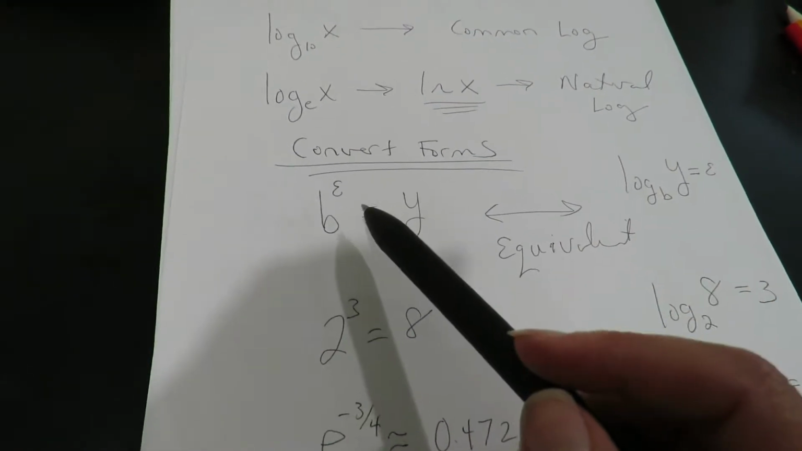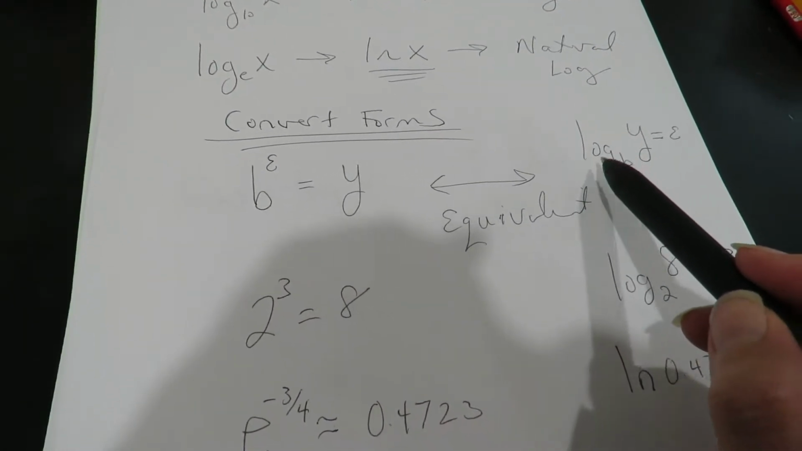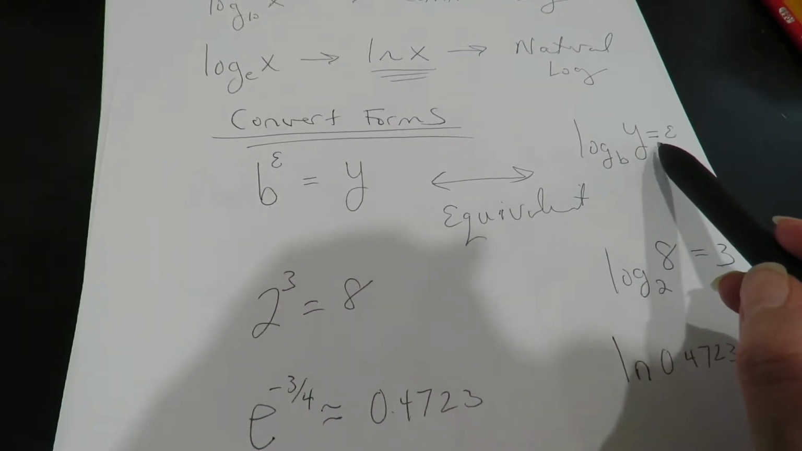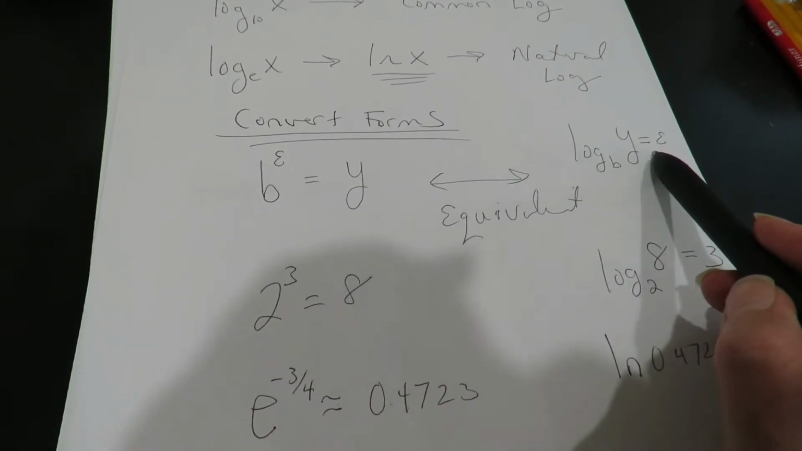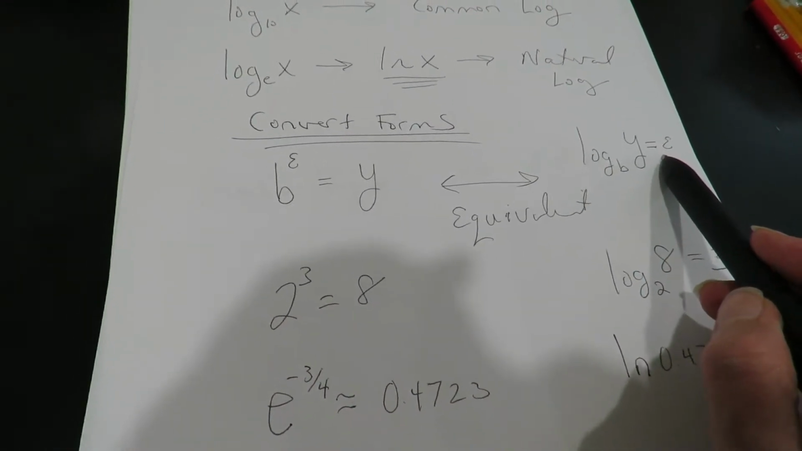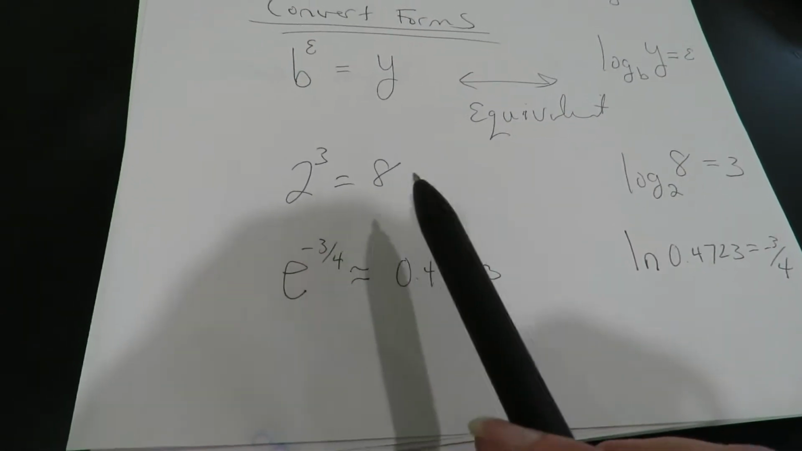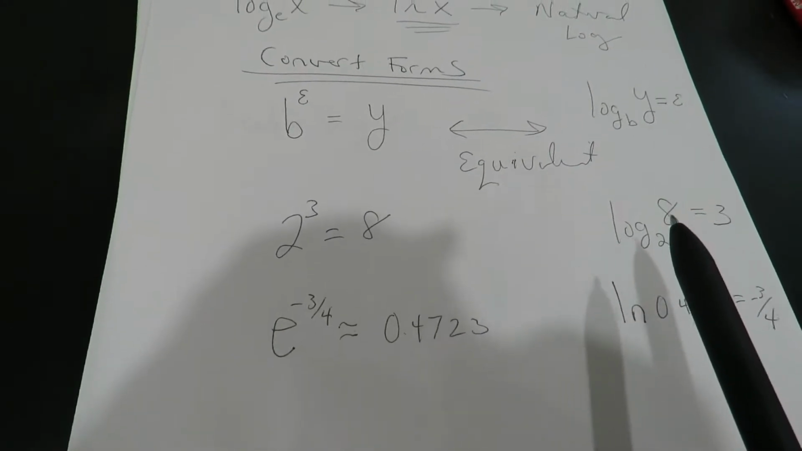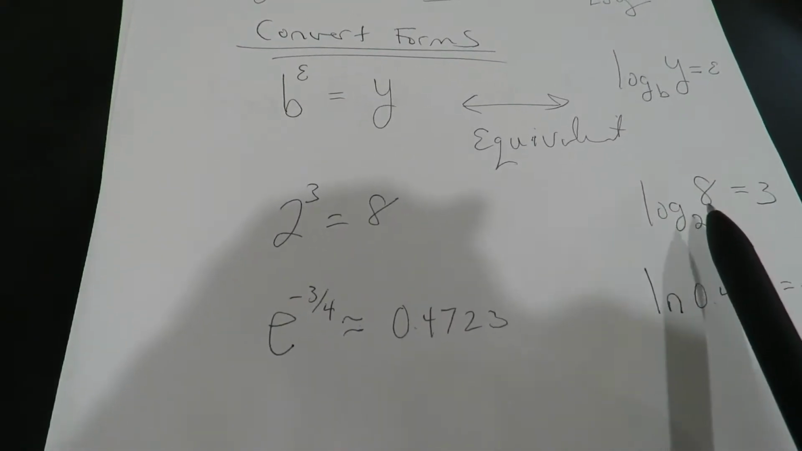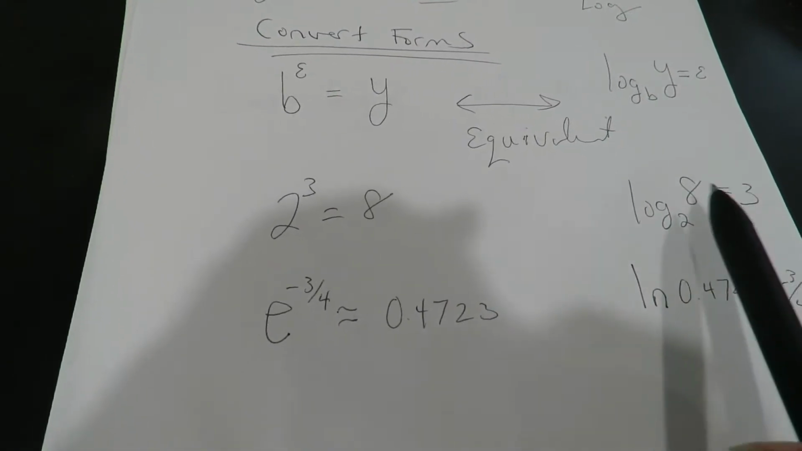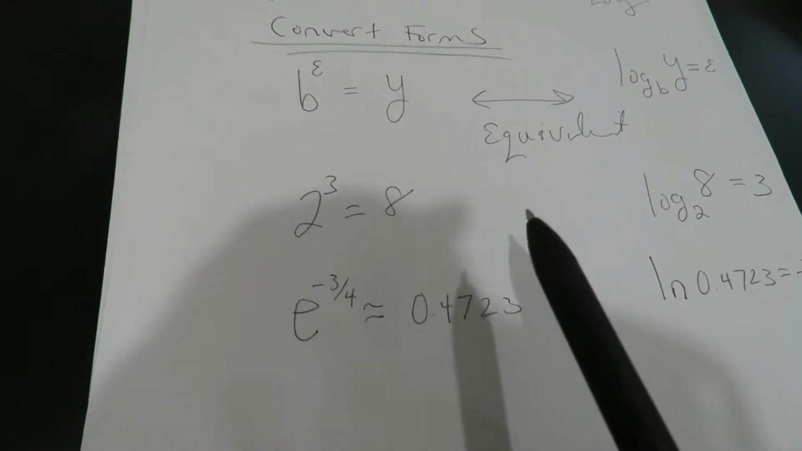Here on the exponential form, it's the base to the exponent equals y. In the log form, it's log base b of y equals the exponent. What was the exponent over here? So logs equal the exponents. So I wrote it in the equivalent form. If you have 2 to the third equals 8, the equivalent logarithmic statement of that is log base 2 of 8 equals 3.